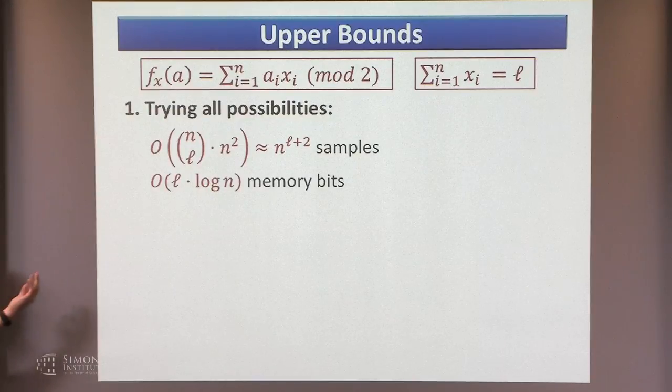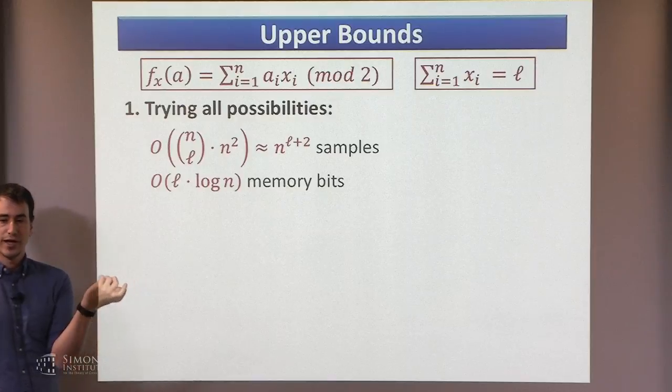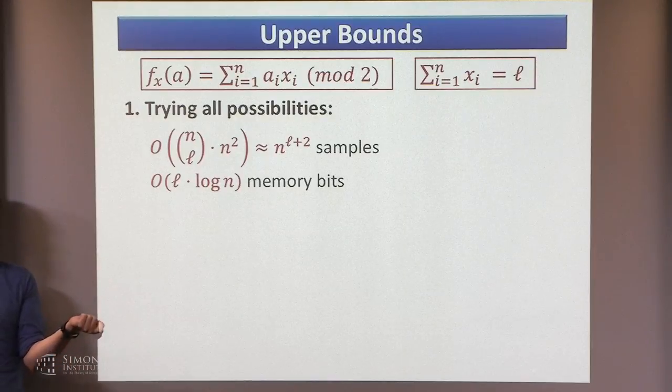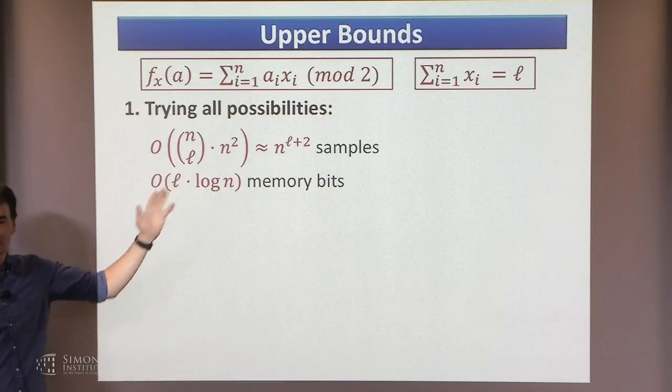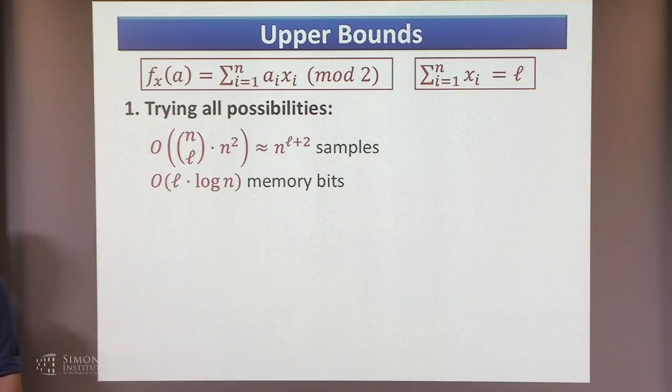How much memory does it require to store the current guess for x? Well, you just need to store L indices. So it's log of n choose L, or at most L times log n. So the memory is really good here. It's even sublinear. The number of samples is not so good. If L equals log n, it's superpolynomial. It's n to the log n. So you can ask, maybe you can find something better in terms of number of samples.